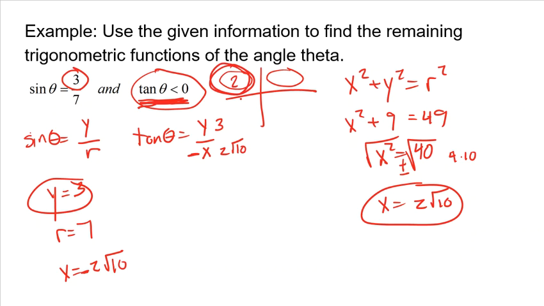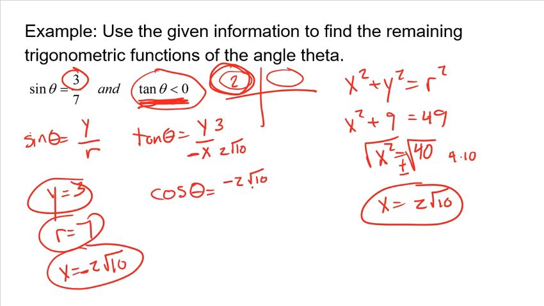I have to be in quadrant 2 because in quadrant 2, sine is positive. That means the y is positive. And tangent is less than 0, which means it's negative. All right, so now that I have all of these numbers, now that I have x, y, and r, I can find all 6 trig functions. So let's see here. Cosine of theta is going to be x, negative 2 radical 10, divided by 7. Tangent, I kind of already found, is going to be y divided by x.